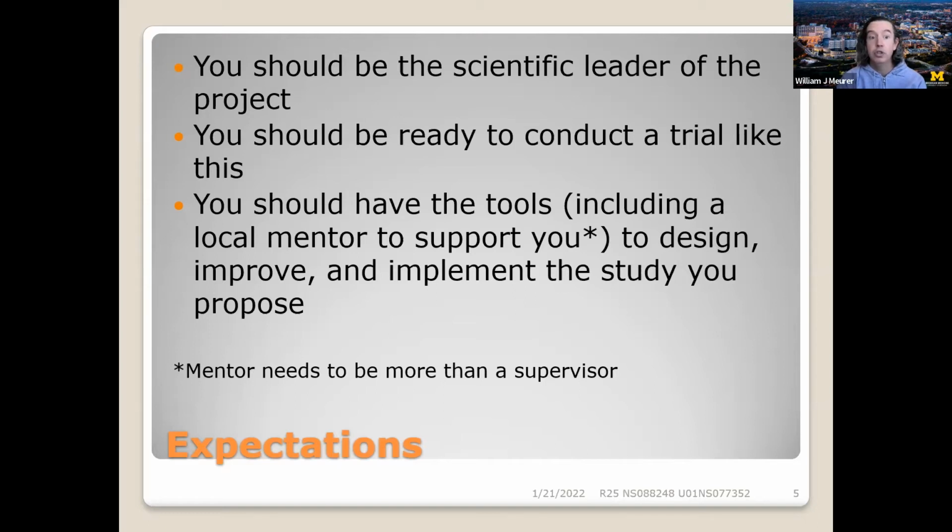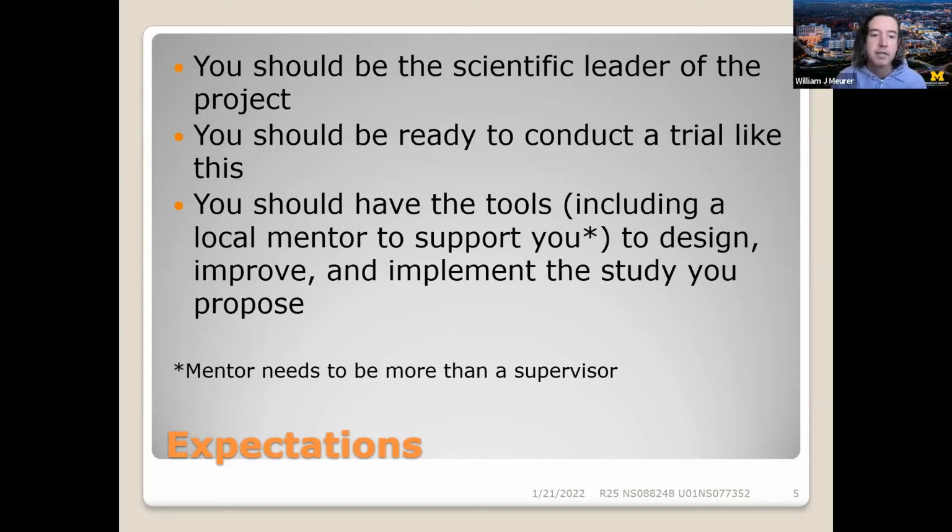So you should also have the tools locally, including a local mentor, to help design and improve and implement the study you propose. And again, with respect to a mentor, you may be in a rare disease and you have a content mentor who's at another institution, and that can certainly work. But you need to have somebody who knows the ropes of doing clinical trials at your institution, because there's usually a lot of local context that can both facilitate and present a barrier to launching a clinical trial.